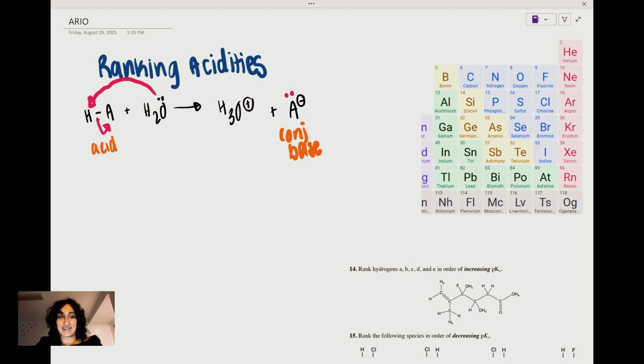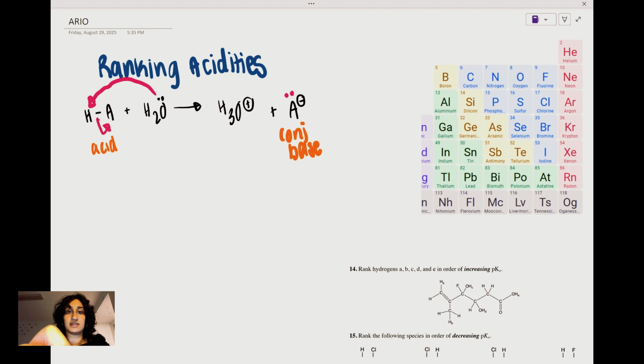Weak meaning not reactive, right? So strong acids are reactive. They want to give away their hydrogen. That's what we learned. So strong acids have weak conjugate bases that have negative charges. So what we mean when we say we have a weak, stable conjugate base is that we have a conjugate base that's well able to stabilize that negative charge. That's what we mean when we say we want to find the stablest conjugate base.